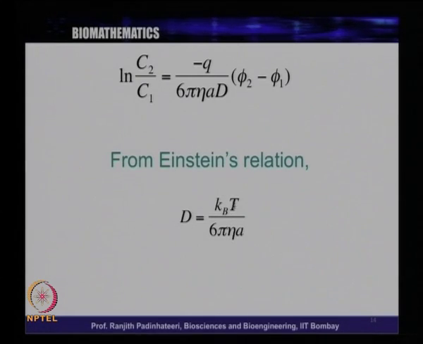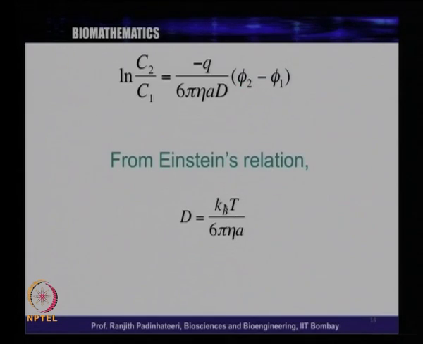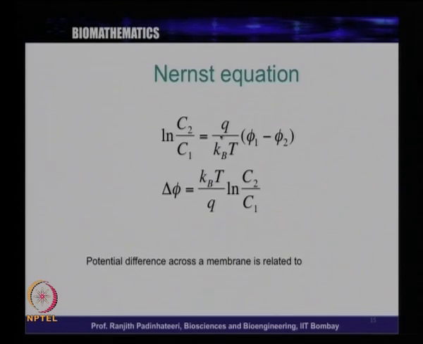If you just borrow this relation and substitute for this particular D, you will get that ln C2 by C1 is q by kBT, because as you can see here D is kBT by 6 pi eta a. If I substitute here, the 6 pi eta a will cancel, and you will end up with this equation: q by kBT into phi 1 minus phi 2.